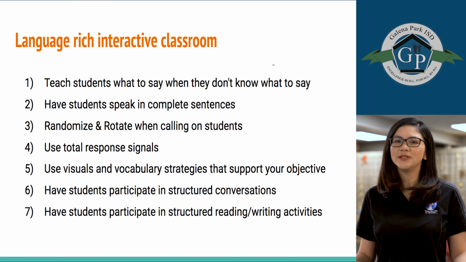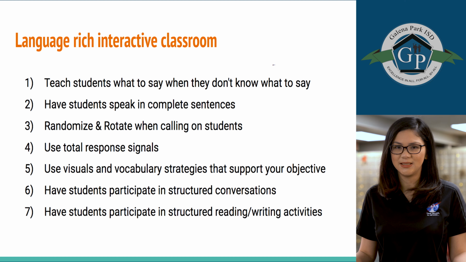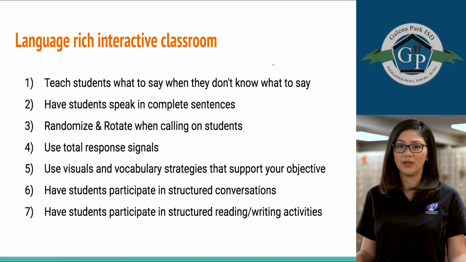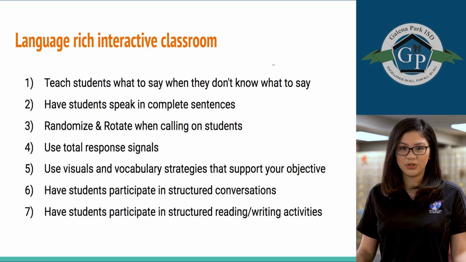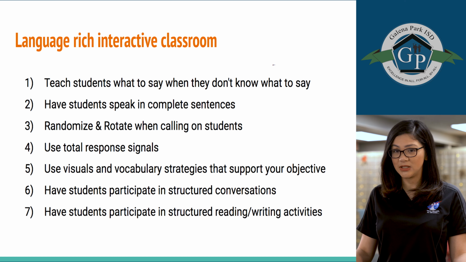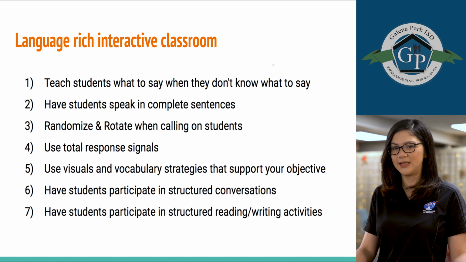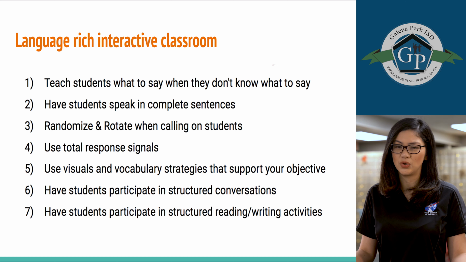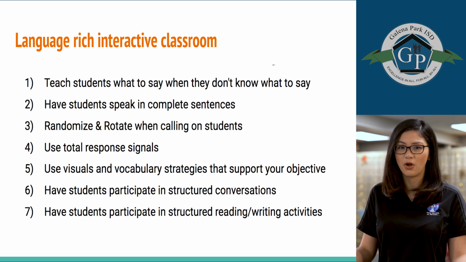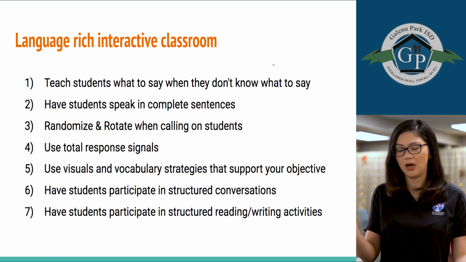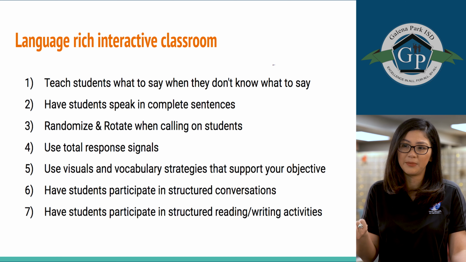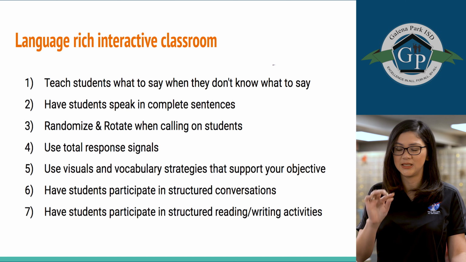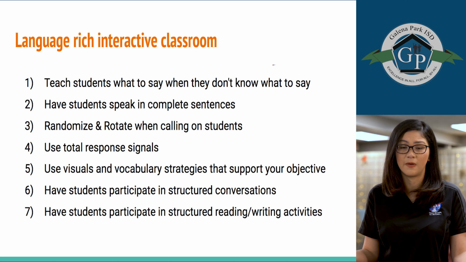Second, have students speak in complete sentences. As always, making sure that they say it in complete sentences. Third, randomize and rotate when calling on students. I used to use Class Dojo when I randomized that, but in Google Classroom, which is something that our district already has, we only use that for attendance, but it's also a randomizer and it rotates it and it doesn't go back to the same student, so it's already there.